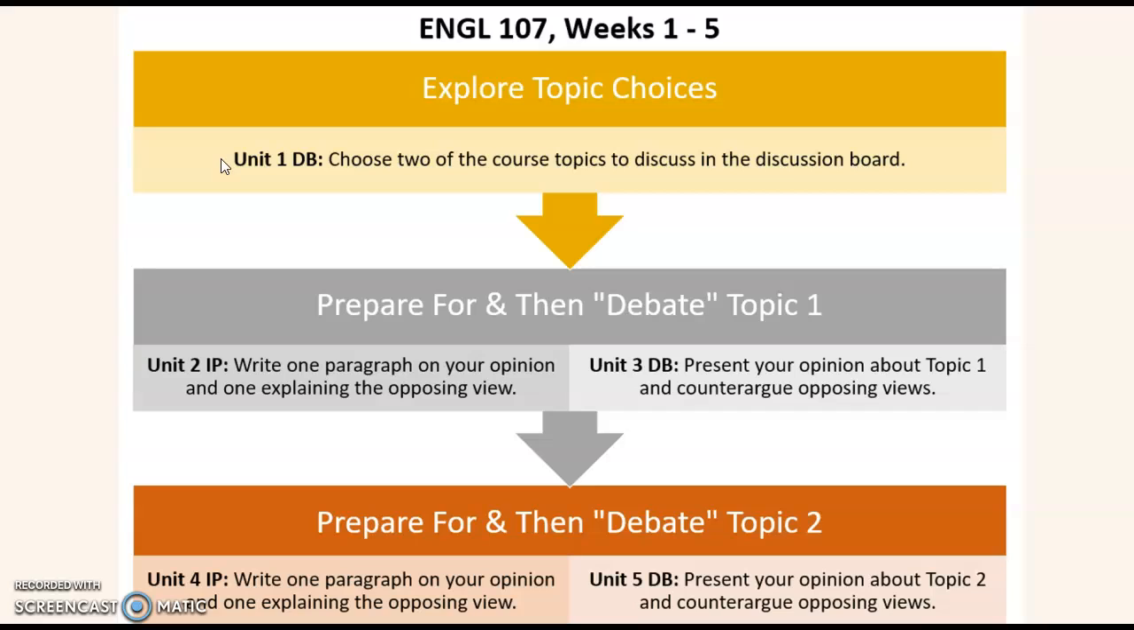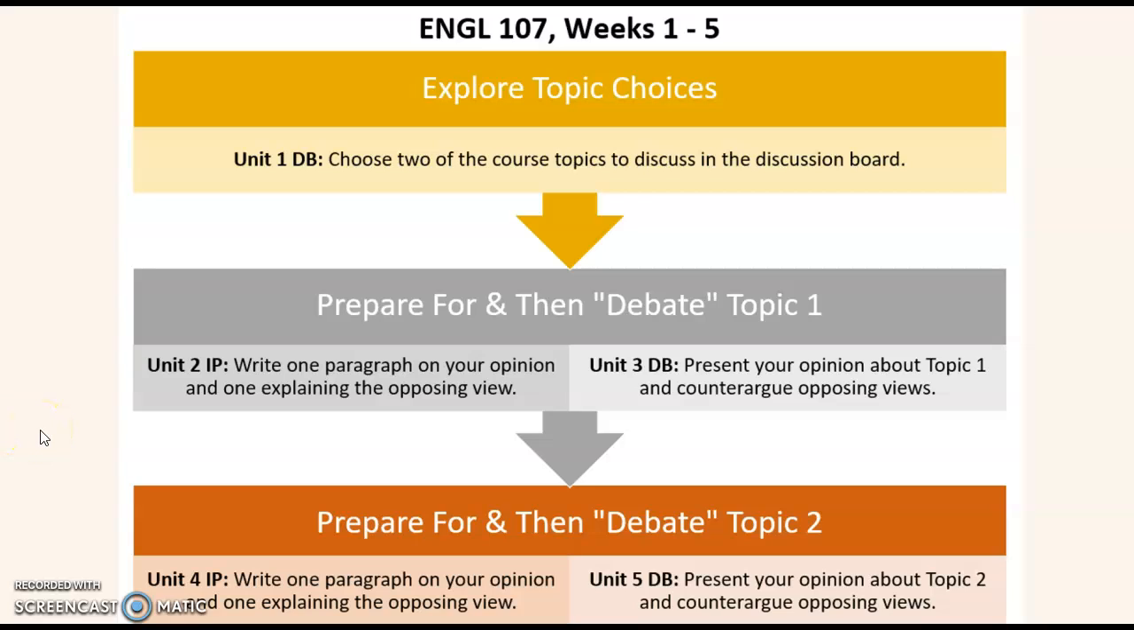In week 1, you are exploring the topic choices. In week 2, you will research course topic number 1 and write 2 paragraphs for your Unit 2 individual project. The following week, you will present your opinion about topic 1 to the discussion board and counter-argue opposing views. Units 4 and 5 follow that same pattern of researching and writing for the individual project and presenting your opinion and counter-arguing the opposing view in the discussion board.